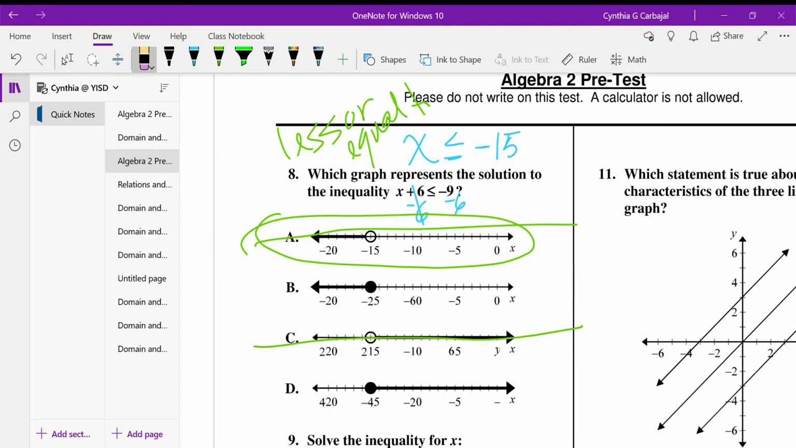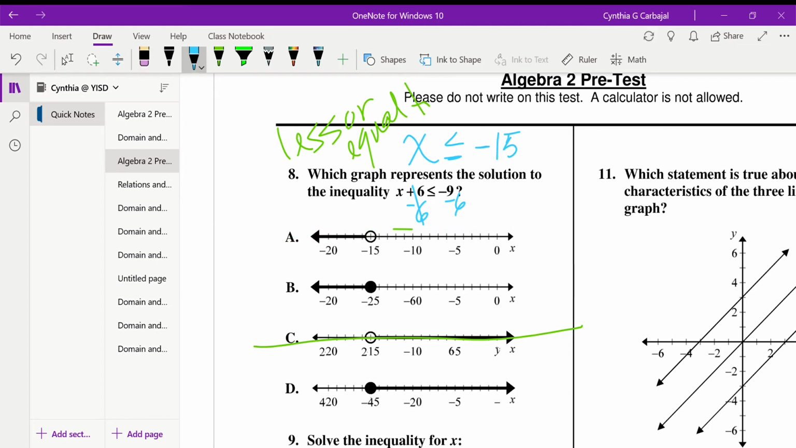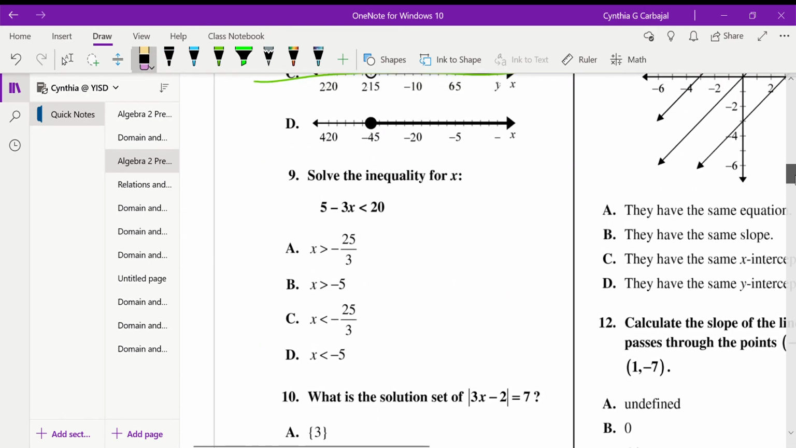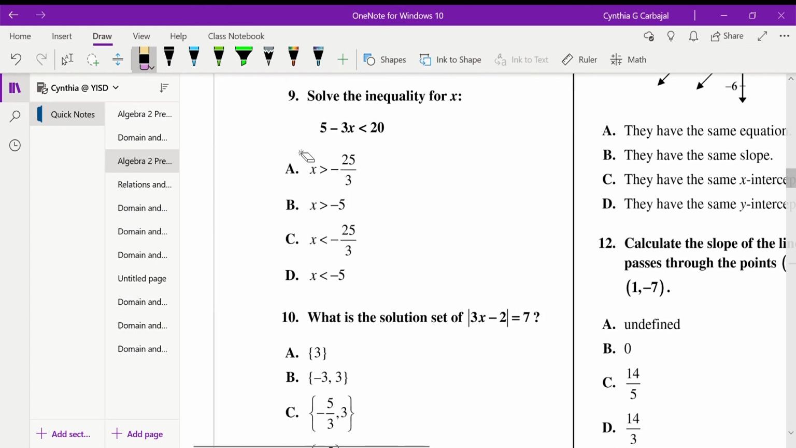That it actually should be a closed circle. When we were going over this in class, nobody said anything. Alright, well, that's weird. Alright, so our answer, if this was colored in, our answer should be A, because it's less than or equal to -15. Okay, let's go on to the next one. Alright, let's go to number 9. Sorry about the delay there.